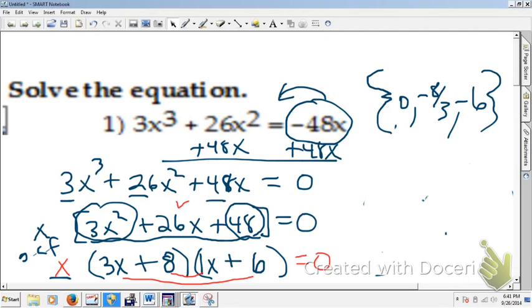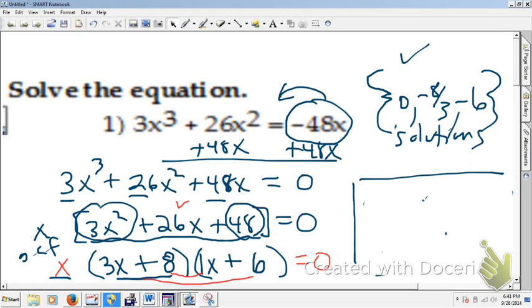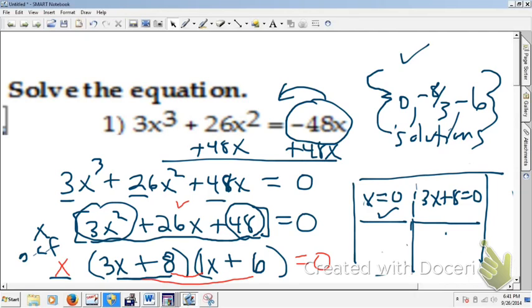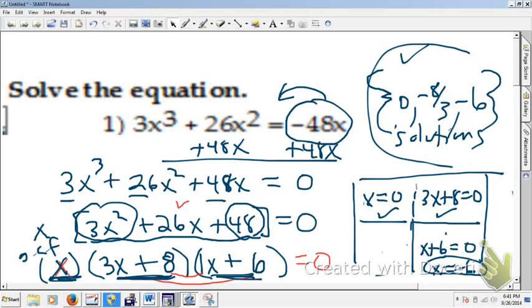Now if you don't want to play mental math for the solutions, you might want to physically set each one of these factors to 0. That's what I meant by that. So set x equal to 0. Set 3x plus 8 equal to 0. If you solve this, that'll lead you to negative 8/3. And then if you set x plus 6 equal to 0, that'll obviously lead you to x equals negative 6, which was one of the solutions. So you might need to physically set this factor and this factor equal to 0 to see those 3 solutions.